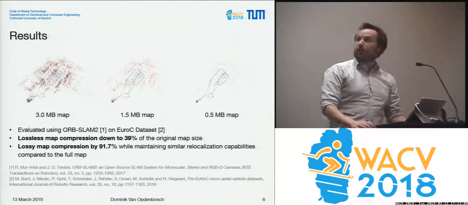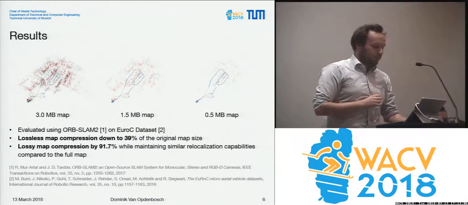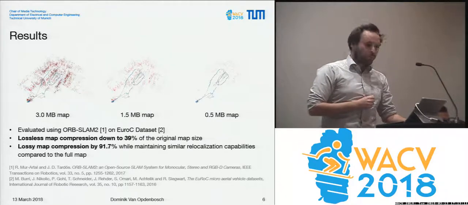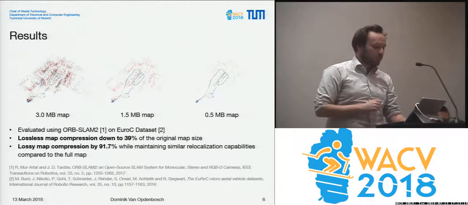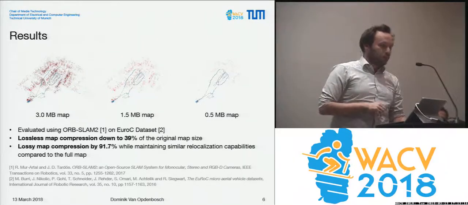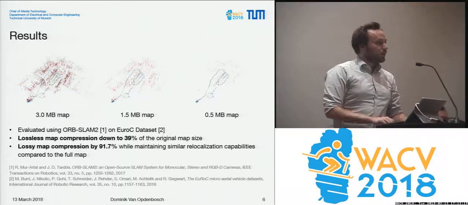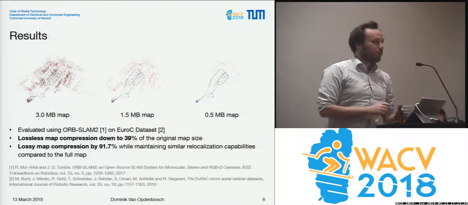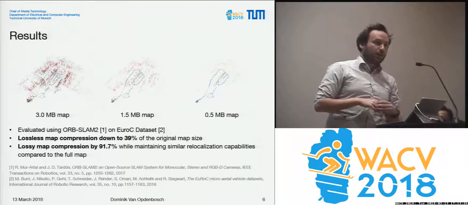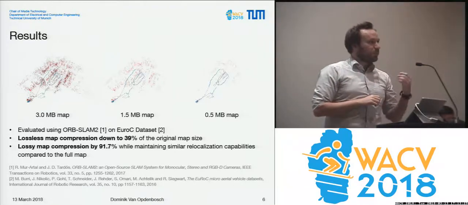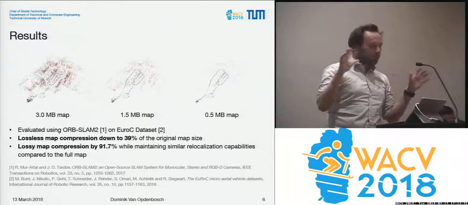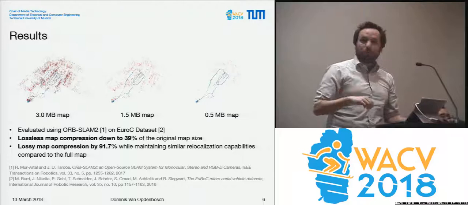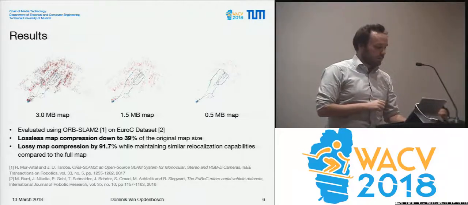Here are the results. We evaluated the approach using the ORB-SLAM2 framework on the EuRoC dataset, and here we have different representations of the map. On the left-hand side we have the full map, and in the middle and on the right we have maps which are compressed to 1.5 megabytes and 0.5 megabytes per map. In the color coding, red marks map points that have been observed multiple times from different perspectives, and black marks those that have not been observed that often and are therefore removed in the reduction step.